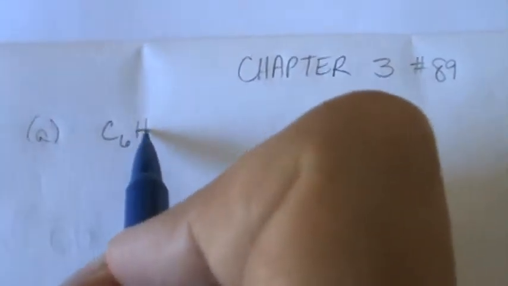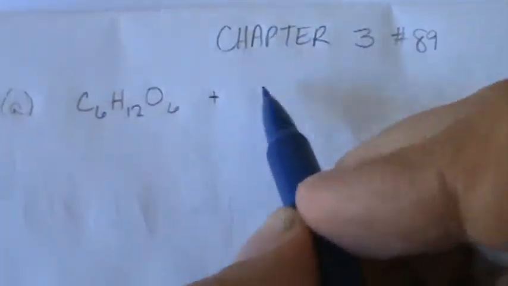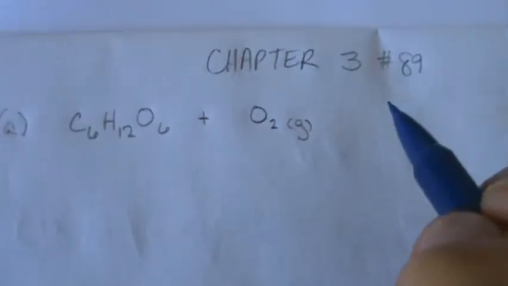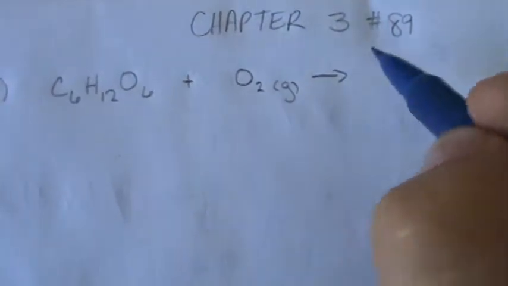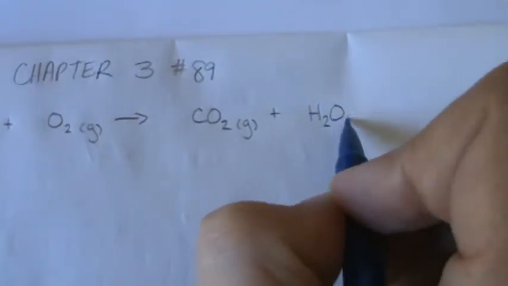Okay, so we'll come over here now. Hopefully this is in focus. Okay, A says that we have glucose, which is C6H12O6, reacts with oxygen gas. Now oxygen gas is always O2 gas to produce gaseous carbon dioxide, CO2 gas, and water vapor. So that's an H2O gas.